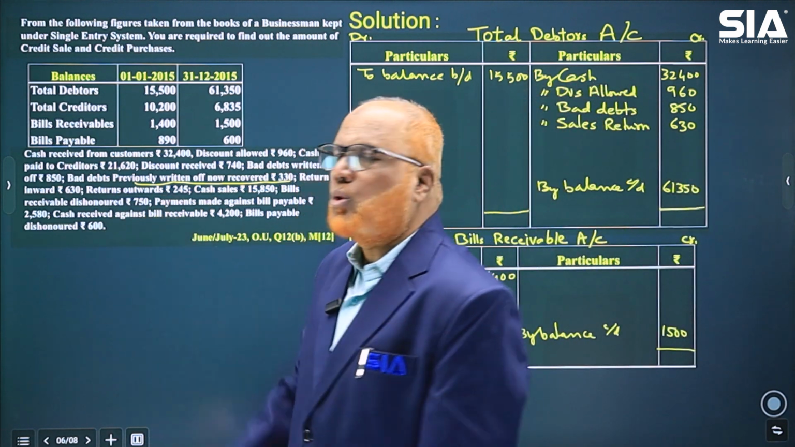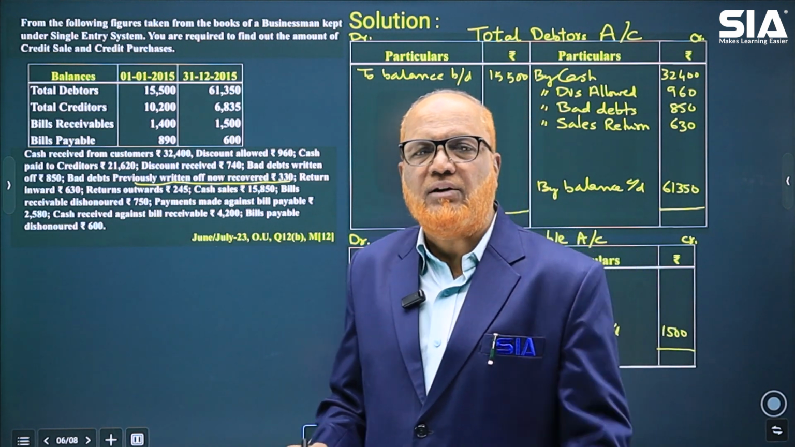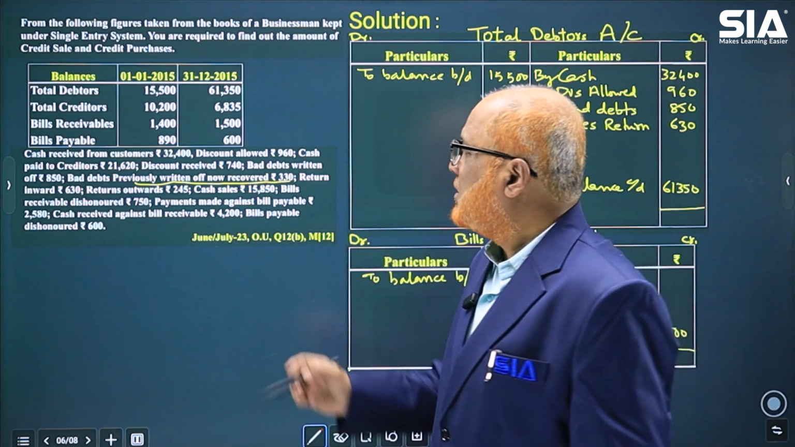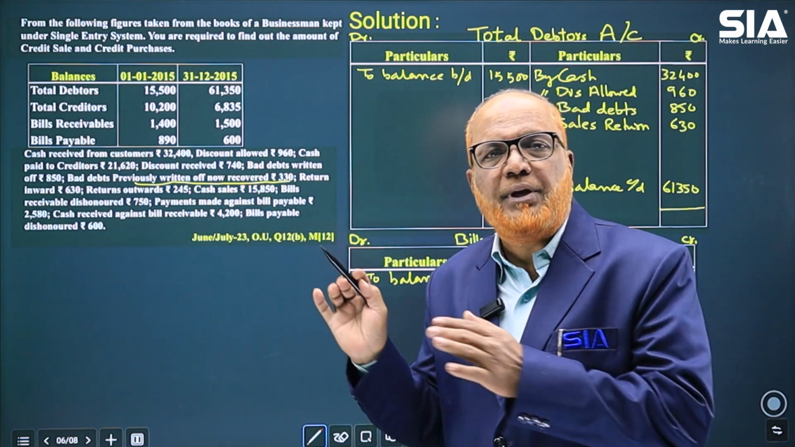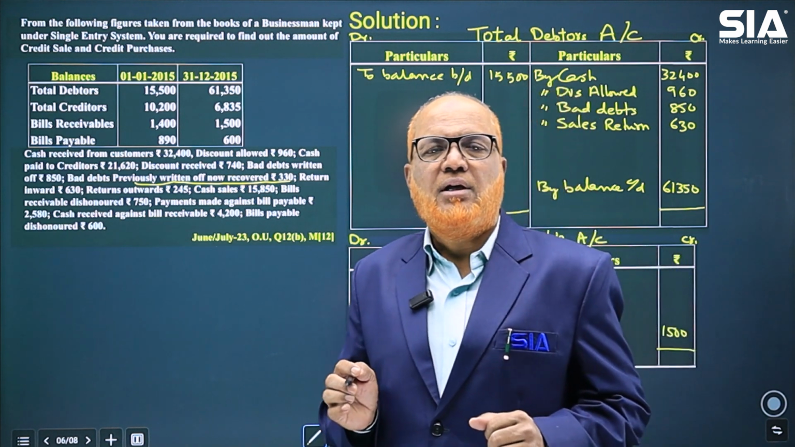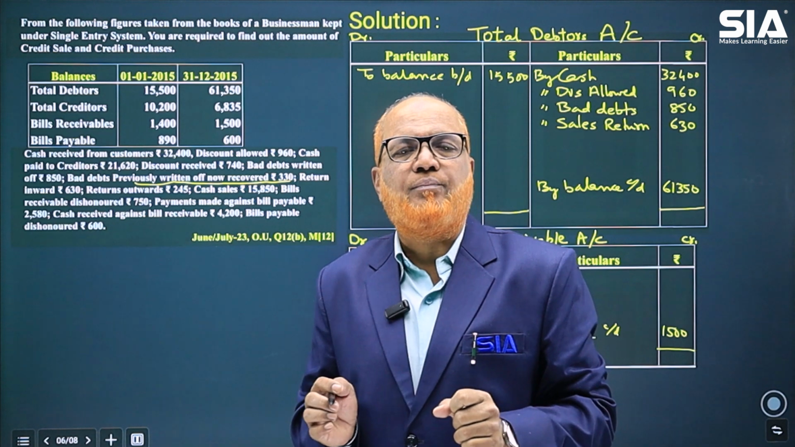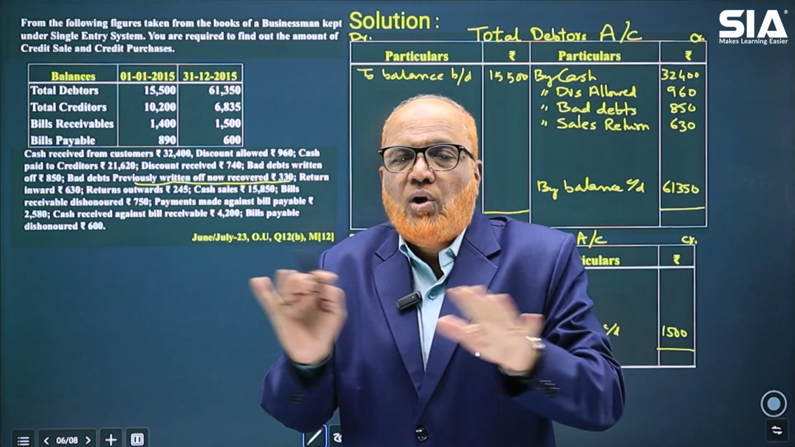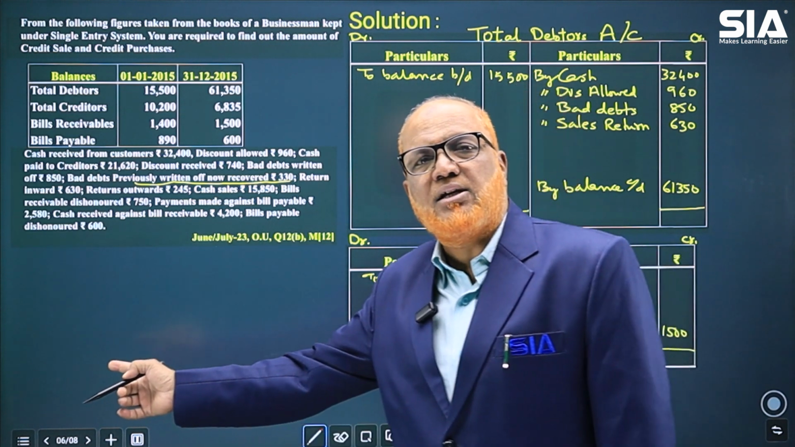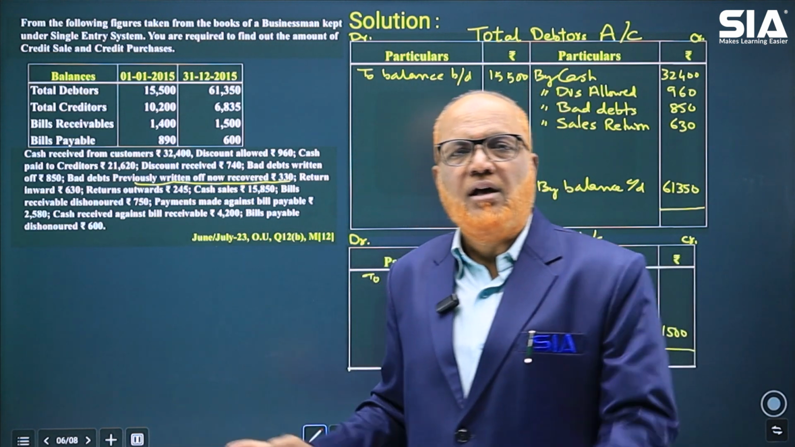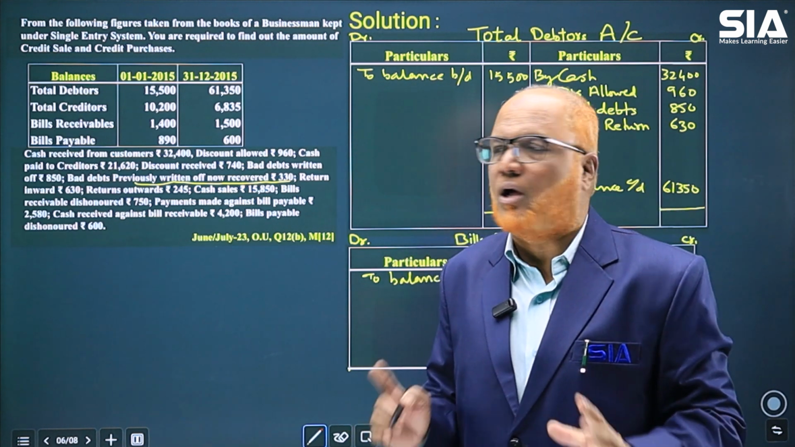Next, return outward. Return outward is a purchase return that will go to creditors account. And then cash sales. Cash sales will never appear in total debtors account. The entry for cash sales is cash account debtor, sales account creditor. So this will not affect the debtors account. So ignore. In examination, you must write a note after completing the answer. Write a note that cash sales will not come in debtors account.